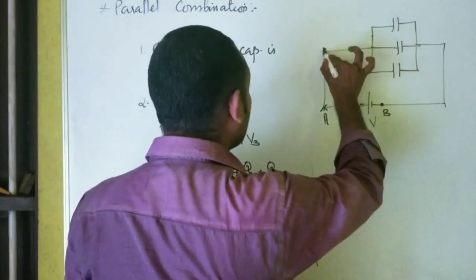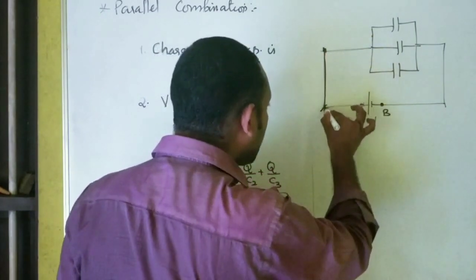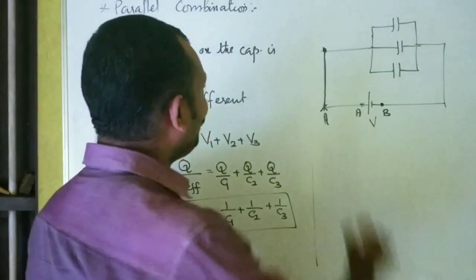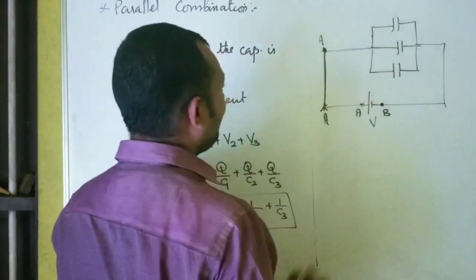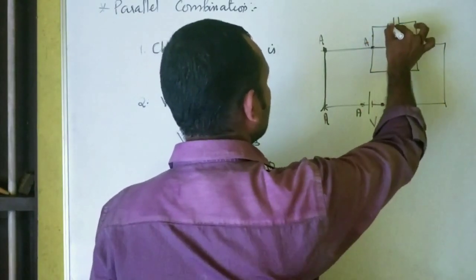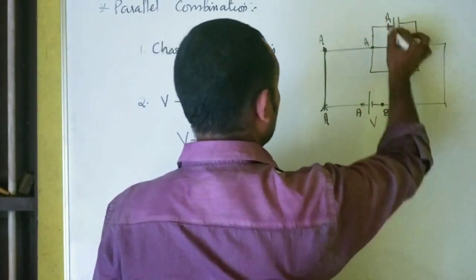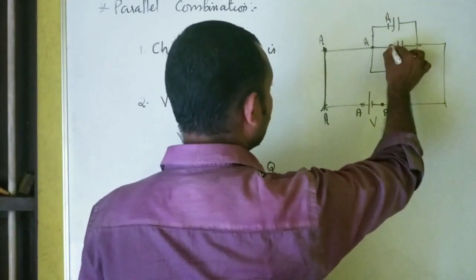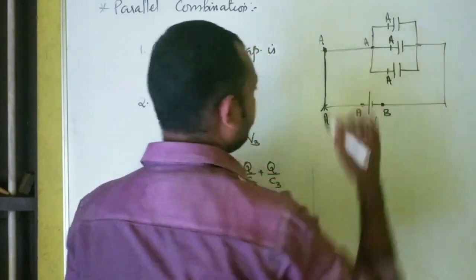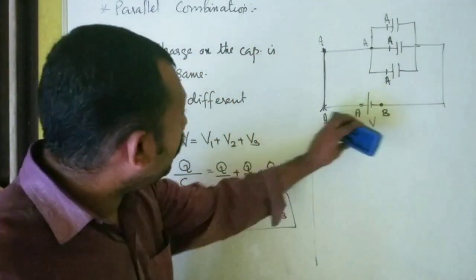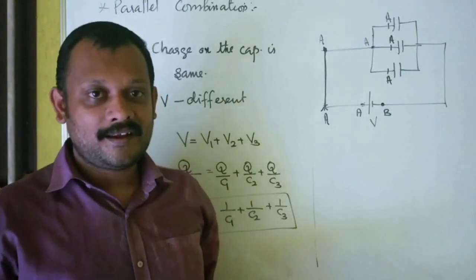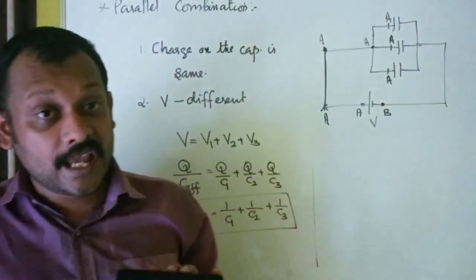What about this point? Again same conductor. Same conductor means potentially same. What is the potential of this point? Again A. What is the potential of this point? A. Potential of this point? VA. That means A itself. What potential of this point? VA or A. This point is A. That means that all the points which I marked here, the potential is VA.